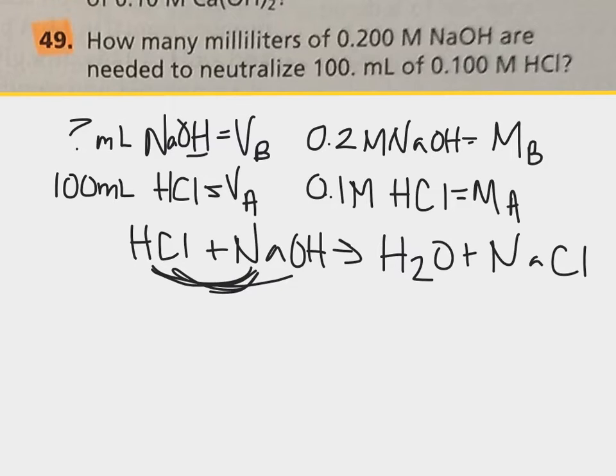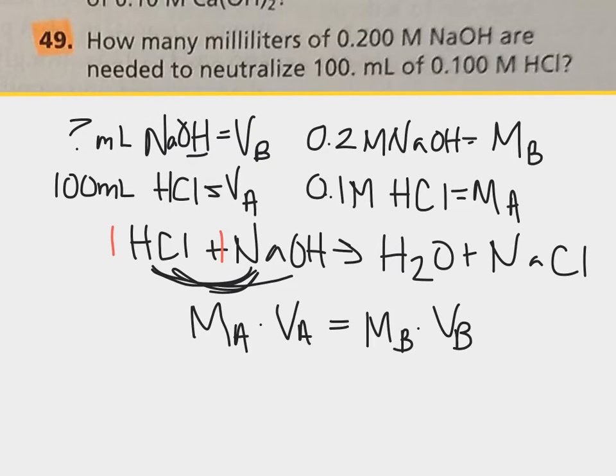So what does that mean? That really means that for every 1 mole of hydrochloric acid, 1 mole of sodium hydroxide is going to be used to react. Because of that, we can use a very straightforward equation, which is the molarity of the acid times the volume of how much acid you have is going to be equal to the molarity of the base times the volume of base in order to neutralize. Because we have that information, we can plug all that in, and eventually we're looking for the volume of the base. So this is what we're going to solve for. So let's plug and chug.